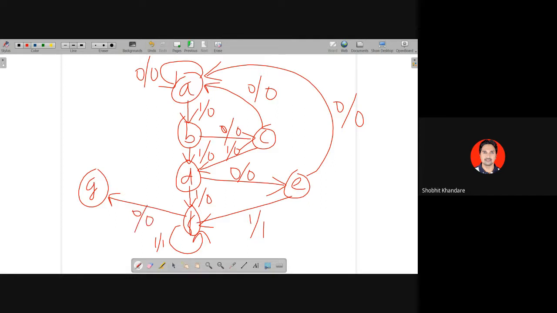Now come to state G. I will go to state A if my input is 0 and the output will be 0. I will go to state F if my input is 1 and the output will be 1. Do you think the state diagram is completed? Please see carefully and tell me whether the state diagram is completed or not.